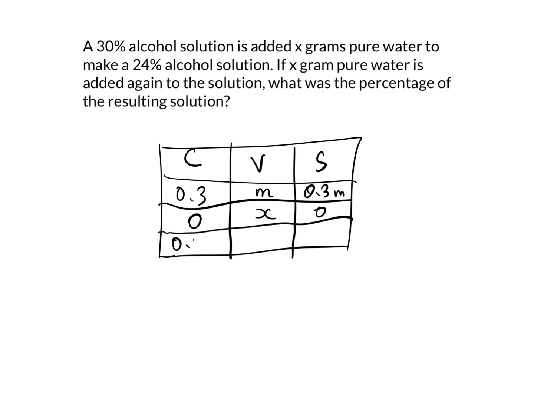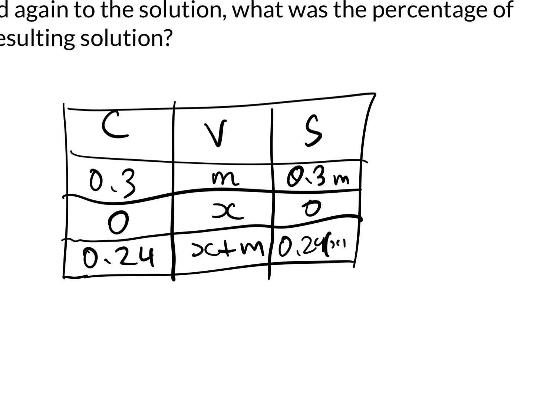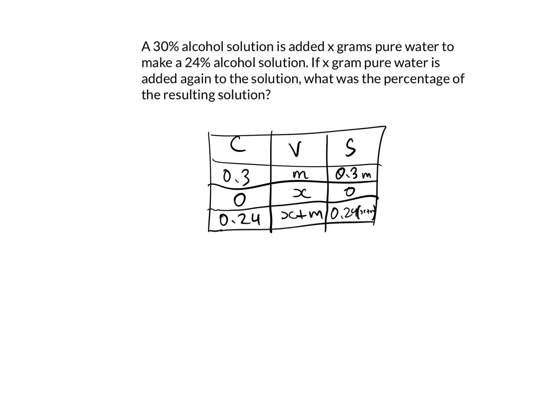And we already know the concentration is going to be 0.24. And this is going to be X plus M, right? And now we know this end bit is 0.24 times X plus M. Oops, let me just write that more clearly so you might be able to see better. X plus M.